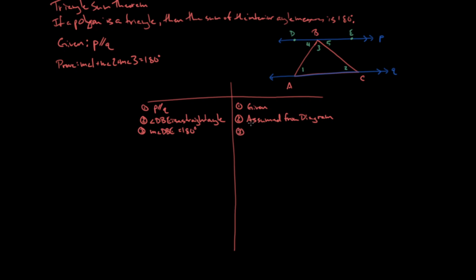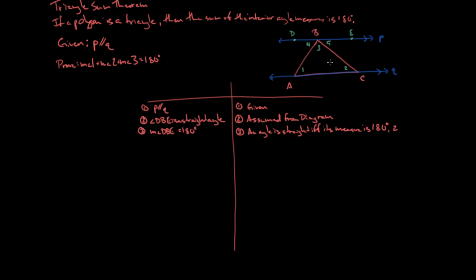But how do I know that? Well, it's a definition of what a straight angle is. So an angle is straight if and only if its measure is 180 degrees. That came from the fact that it's a straight angle, the previous statement number 2.